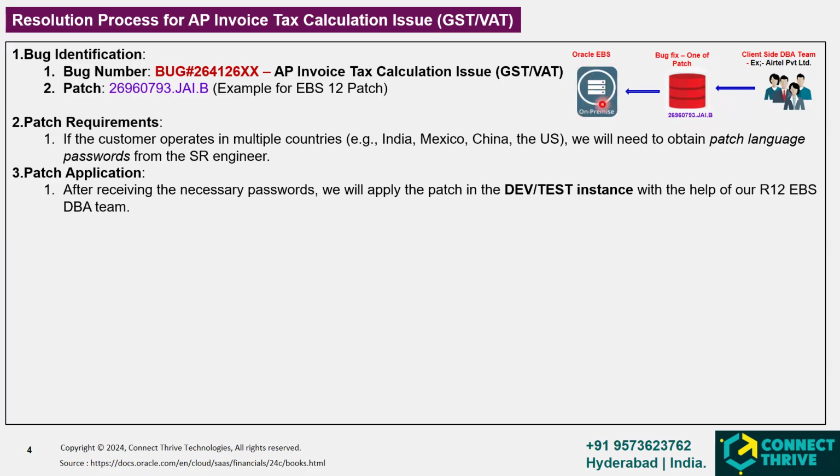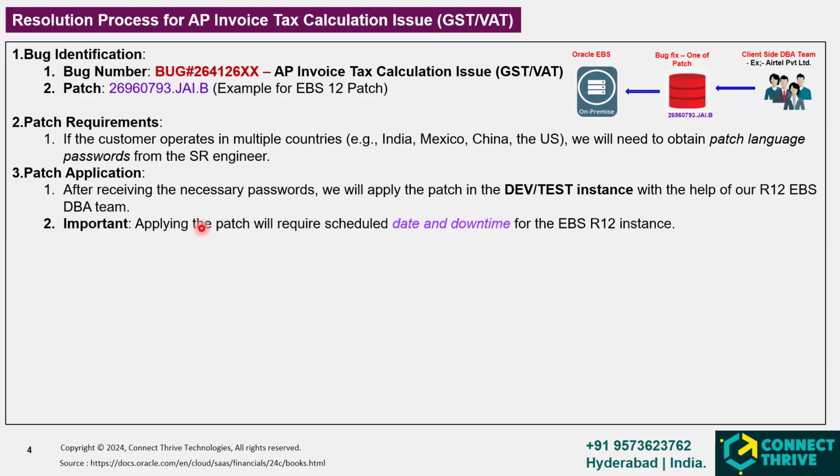So once the patch is applied to this server and it is affected to this EBS instance, whenever we are applying this patch, we should communicate to all our business users. I mean to say, at this moment it is not required because we are applying it in the test instance. So we will communicate to our IT team the date, the scheduled time, and the server and instance where we are going to apply this patch.